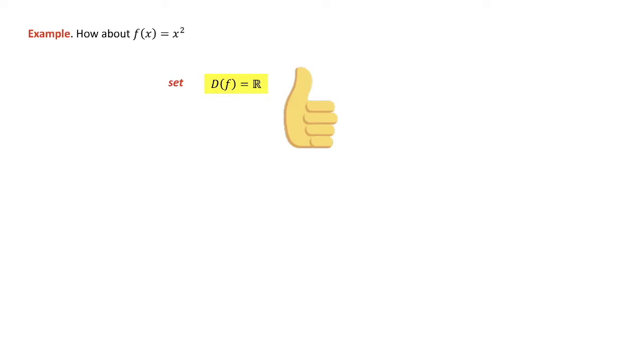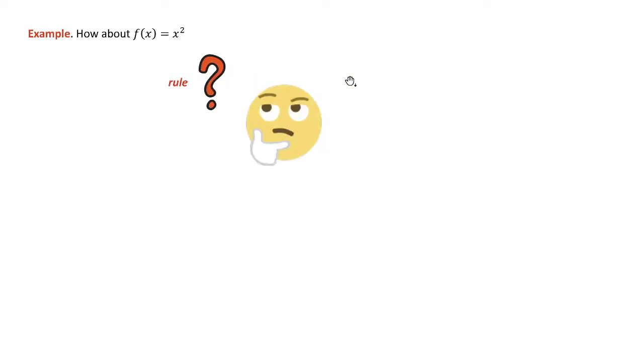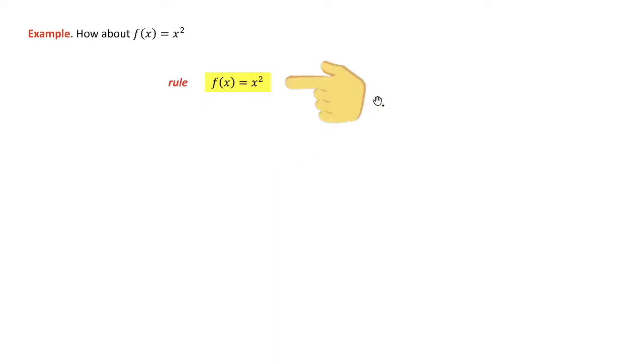So by default, anything we can plug in for x and it works, we're good to go, right? And it's assumed you can do that. So that's the idea. Okay, so for the rule, do I have a rule? Well, they gave us the rule. So again, they gave us the rule, they didn't give us the set.